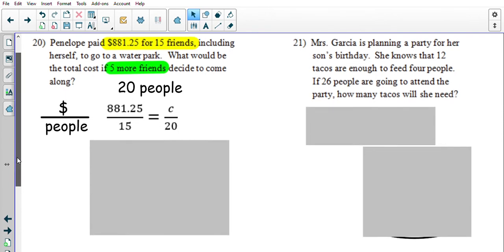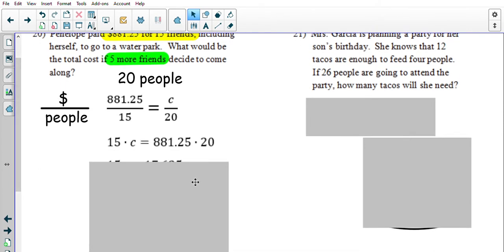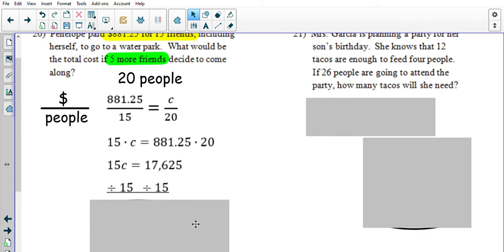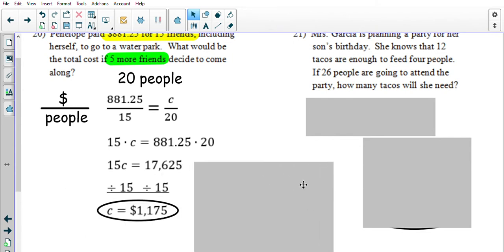Let's go ahead and cross multiply. Take 15 times C to get 15C. 20 times $881.25 is $17,625. Divide both sides by 15, and the total cost for those 20 people would be $1,175.